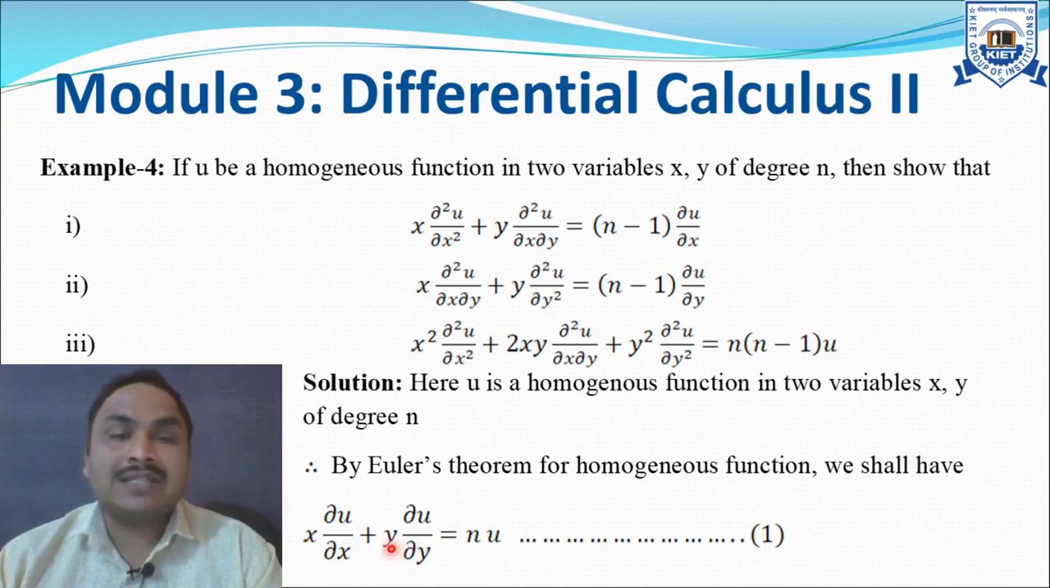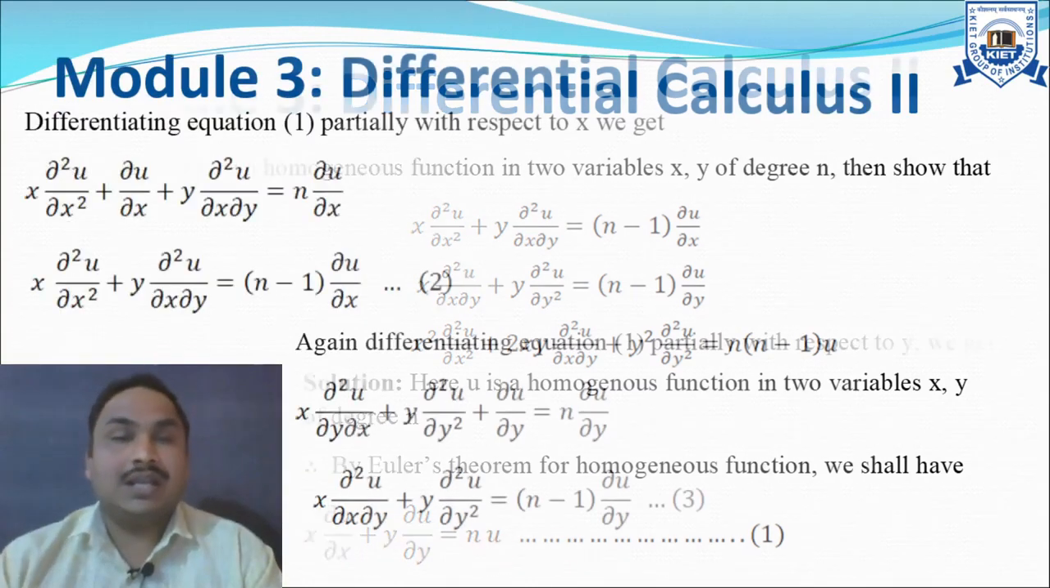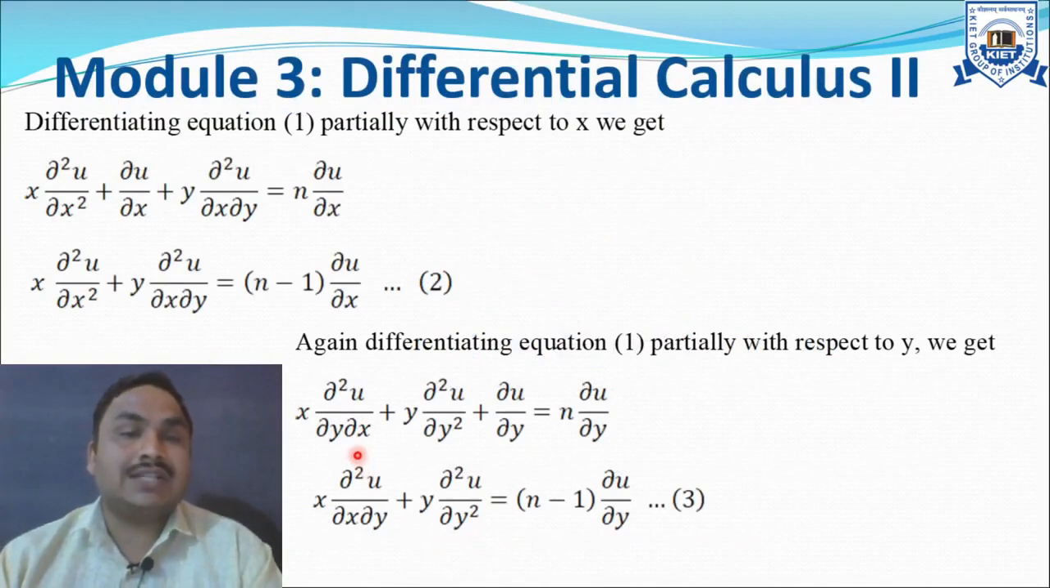Y will be kept as such, it will be differentiated with respect to y and we get ∂²u/∂y². Again, if we differentiate y with respect to y, we shall get 1 and this term will be kept as such. And in the RHS, n is a constant, so we get n ∂u/∂y, as shown in this equation: x ∂²u/∂x∂y + y ∂²u/∂y² + ∂u/∂y = n ∂u/∂y.